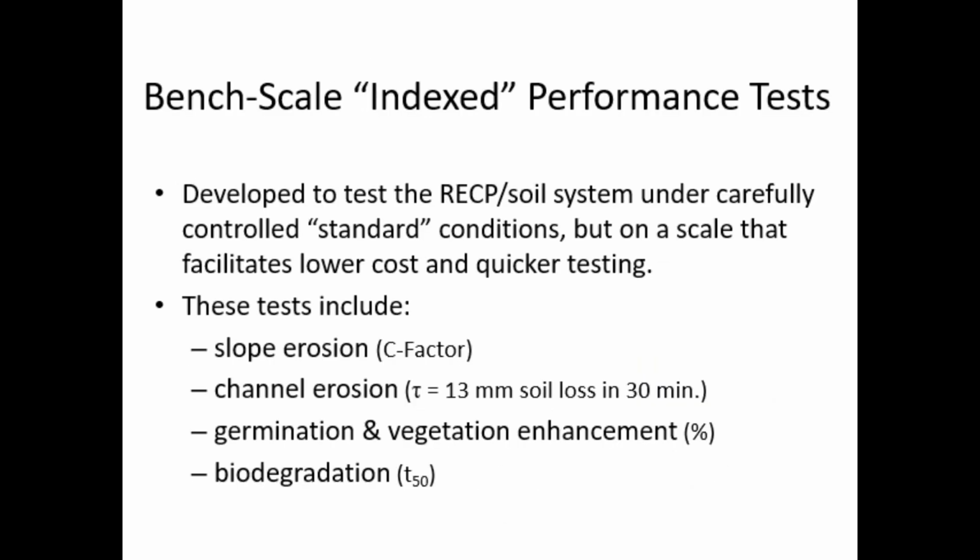Still, large-scale performance tests are relatively expensive. What is a product manufacturer to do if they want to determine the effects on performance of changing fiber or yarn supplier, changing the frequency of stitching, or increasing or decreasing the mass per unit area of their product? It would be cost prohibitive to run large-scale tests on possible product modifications. Thankfully, there are standardized bench scale index tests available to look at these effects. These tests can be used to look at slope erosion, channel erosion, germination, and biodegradation.